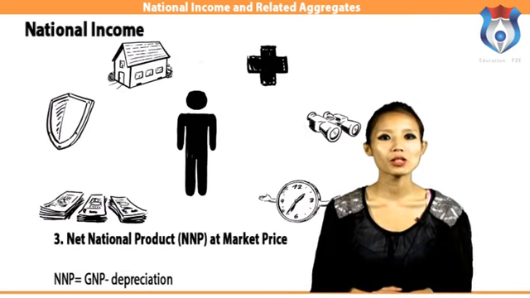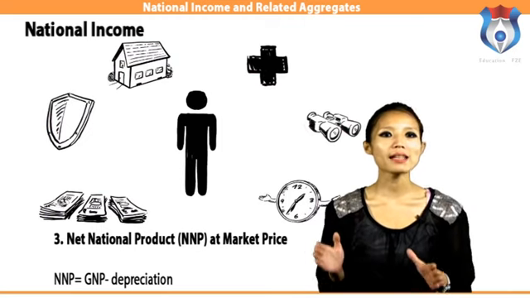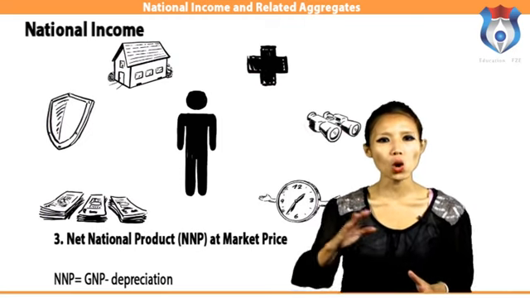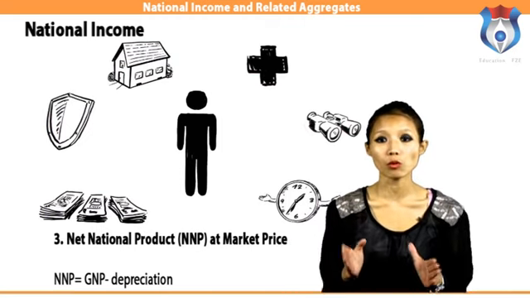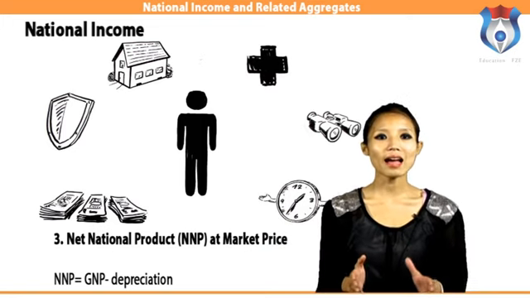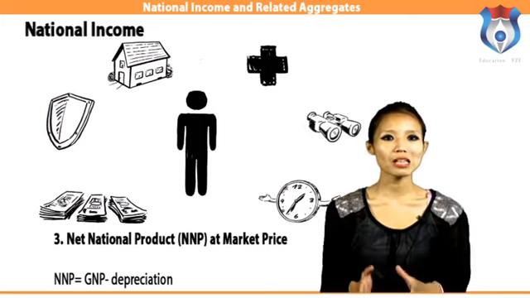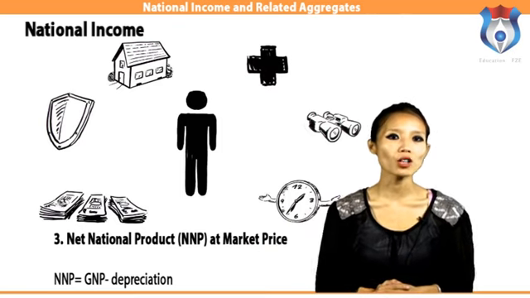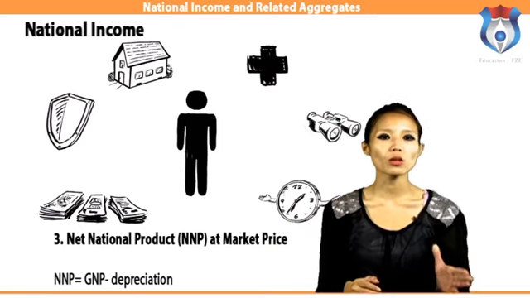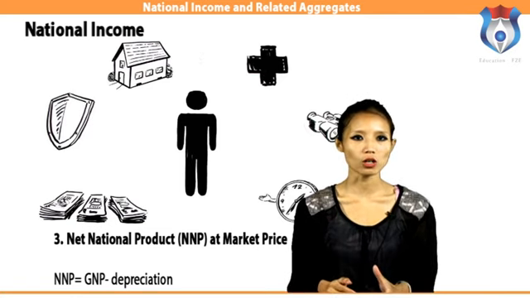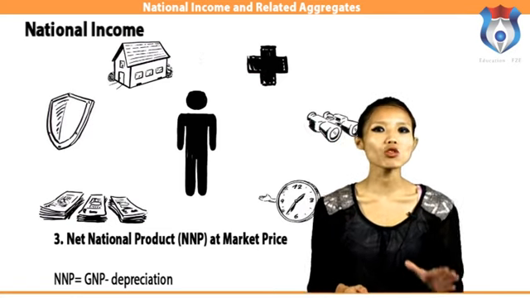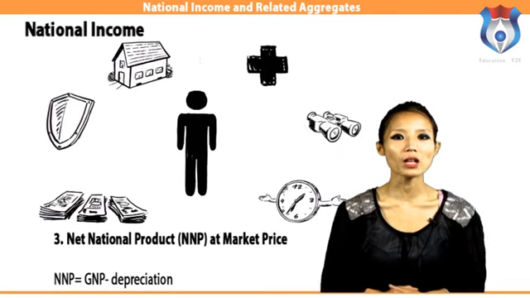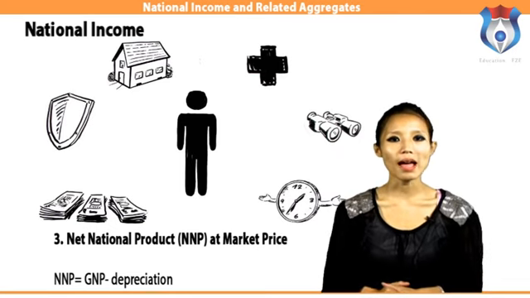Net national product, NNP, at market price. NNP is the market value of all final goods and services after providing for depreciation. That is, when charges for depreciation are deducted from the GNP, we get NNP at market price. Therefore, NNP is equal to GNP minus depreciation. Depreciation is the consumption of fixed capital or fall in the value of fixed capital due to wear and tear.